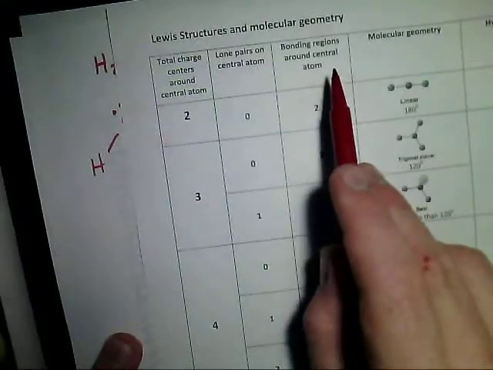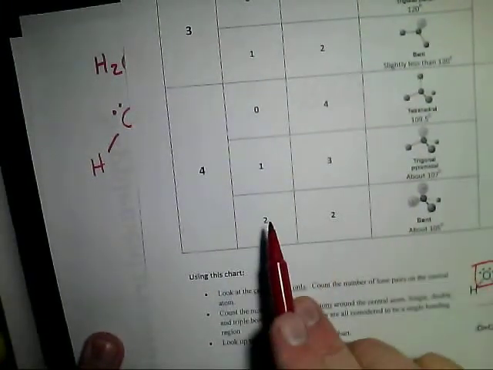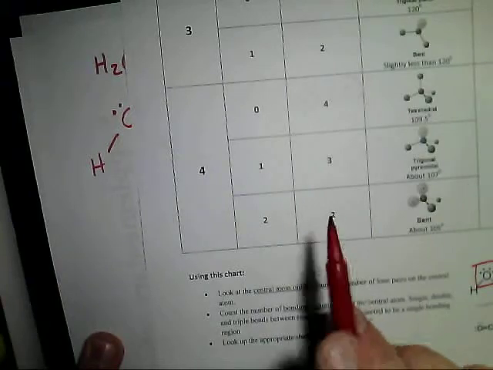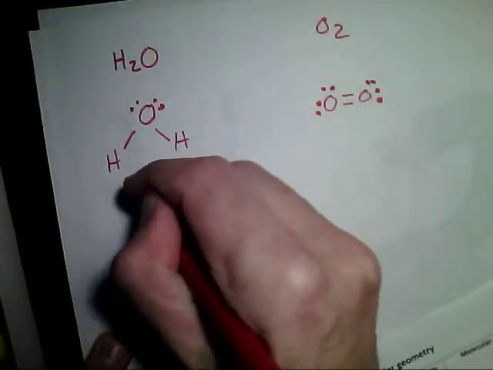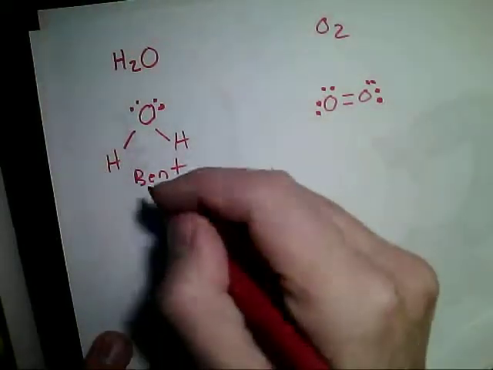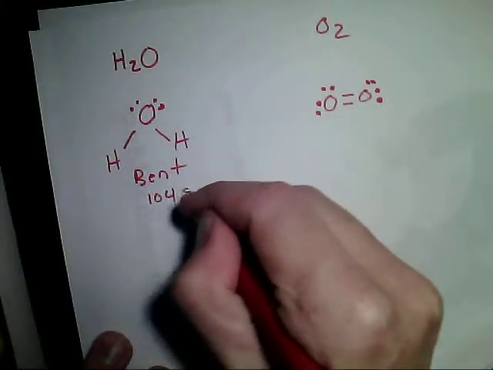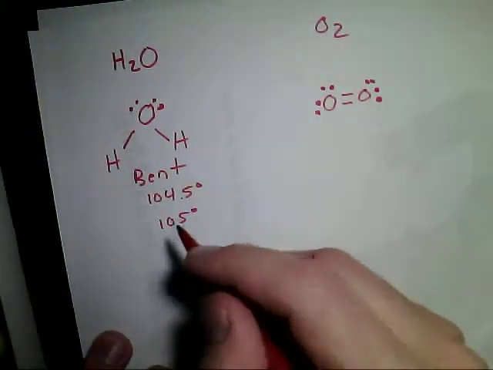Notice lone pairs in the central atom, bonding regions around central atom. Remember what we just figured out. For water, we figured out it had 2 lone pairs and 2 bonding regions. 2 lone pairs, 2 bonding regions is a shape known as bent, and that bond angle is about 105 degrees. So if we want to identify the shape for water, it's bent. Its bond angle, if we're asked for that, technically I happen to know water's is 104.5, or about 105 degrees.